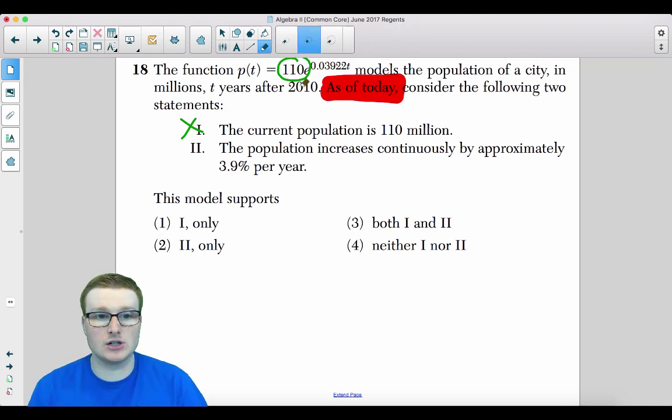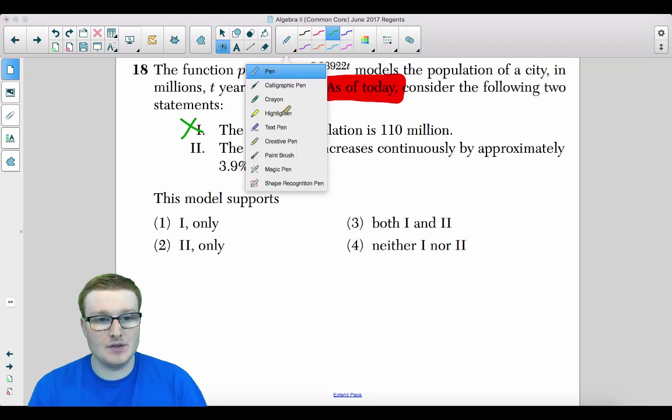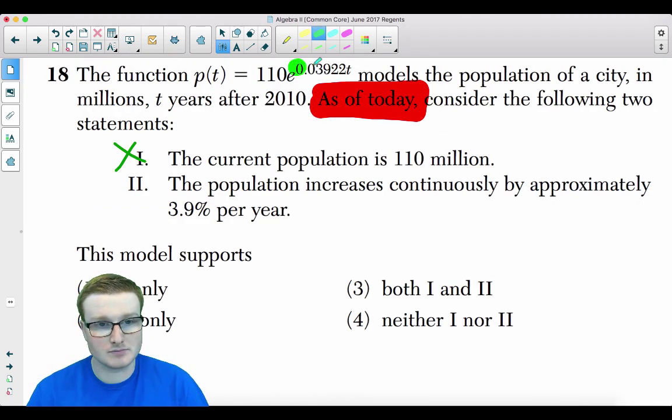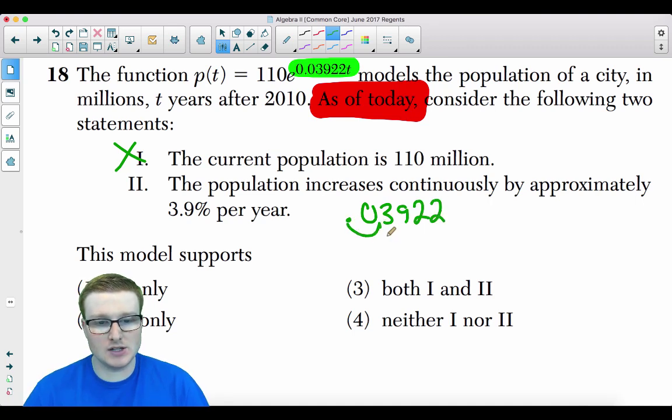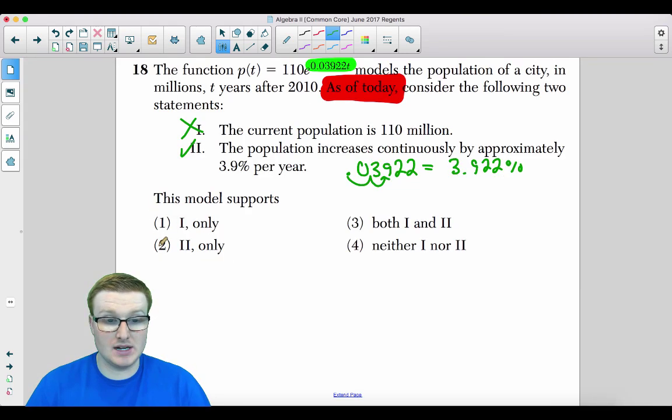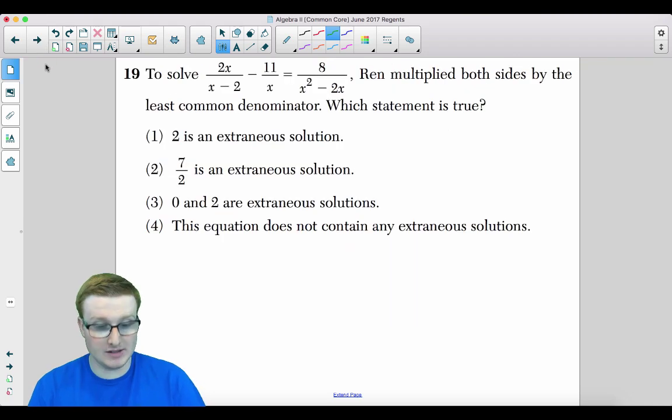Well, yeah, that's true. Because if you take a look at the exponent up here, 0.03922. If you take 0.03922 and you move that decimal place 2 places to the right, you get 3.922%. That's approximately 3.9% per year. So that's correct. So your answer, ladies and gentlemen, is choice 2 for that question. Moving on to number 19.